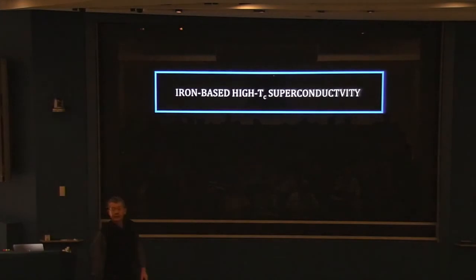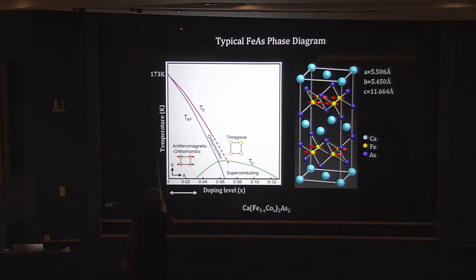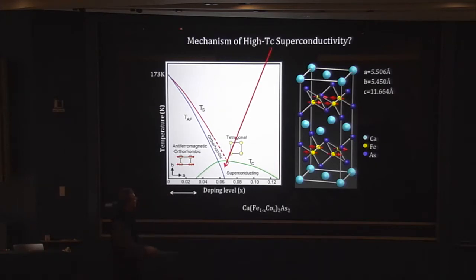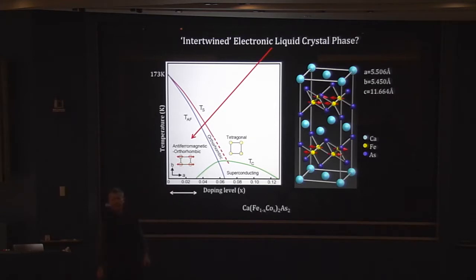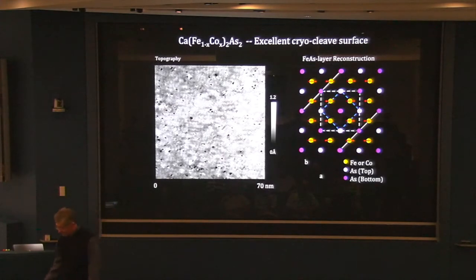So let's take a look at the iron superconductors by visualizing the electronic structure. Again, this is the critical temperature of the superconductor. This is the number of additional electrons in the crystal. As we put in the electrons, we diminish the magnetism, we increase the superconductivity. We want to know what's causing the superconductivity, and we want to know, is this an electronic liquid crystal state? So here's an image, actually this is the first image, of a stable surface of an iron superconductor. It's calcium, iron two arsenic two, for the experts. And we know where all the atoms are on this surface.